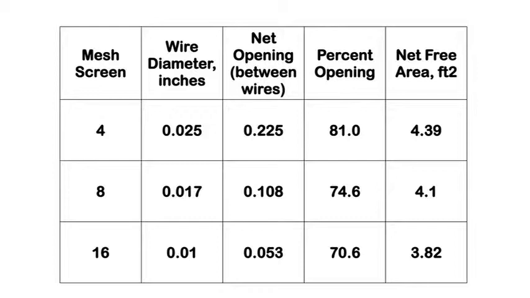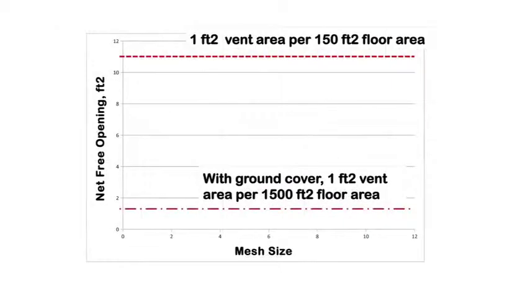So with quarter-inch mesh, 81% of that opening has no wire taking up the space. Eighth of an inch, it's roughly 75%. And then 16th inch mesh, it's roughly 70.5%. And that gives you a net free area. If you take 81% times the total opening, which was 5 1/3 square feet, you can get how much you have. So you notice that in this house, you never met the code requirement.